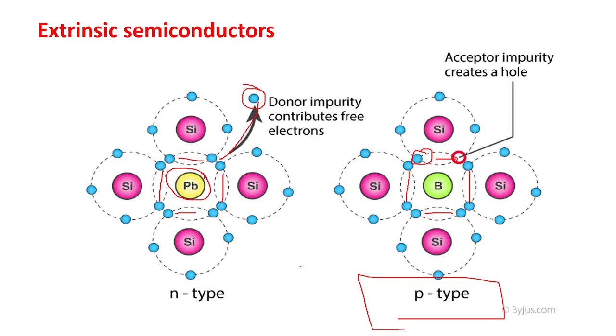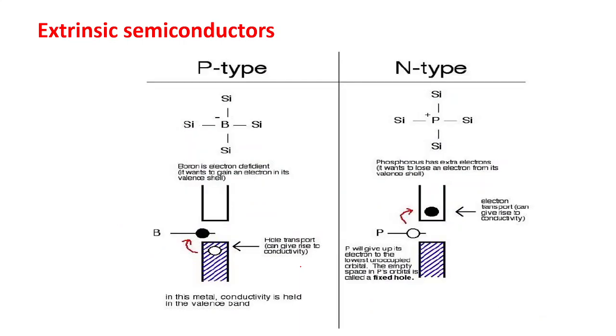In the questions, the name of the group might be given, like doping with a group 5 element or doping with a group 3 element, and then we need to solve the question. Or otherwise, simply the name of the doped element might be given. If it is a group 5 element, we are going to make an n-type material, and if it is a group 3 element, we are going to make a p-type material.